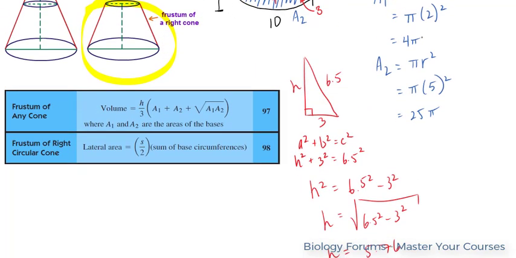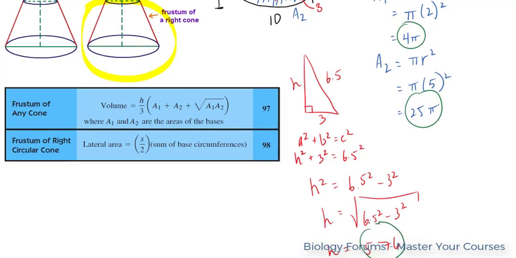I'll highlight everything that we just found. This, and this to plug into this. So let's do that. Volume is equal to the height, 5.76 divided by 3 times 4 pi plus 25 pi plus square root of the 2.